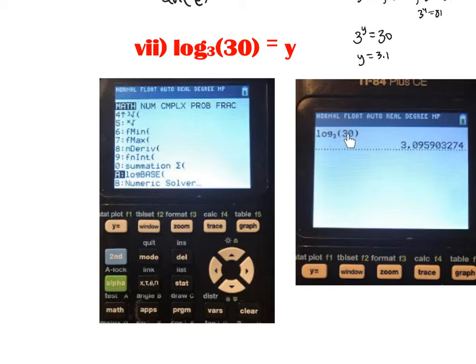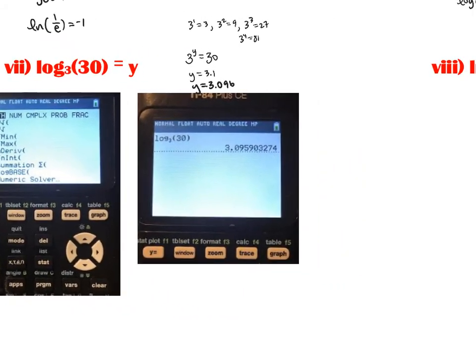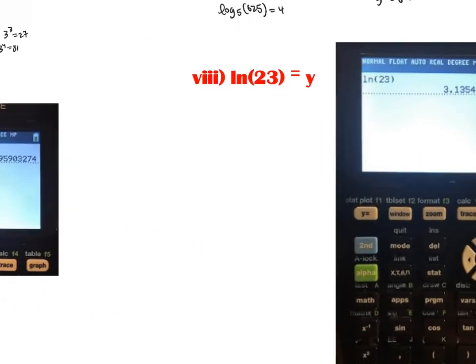I input a 3, I input 30, I press enter, and it looks like I get what I thought I'd get, or at least close. As I see my calculator, I would go back to this answer and change it to 3.096. Of course, 3 decimal places if not told to do otherwise. So that's how we use a calculator to find a logarithm. Let's go ahead and look at another one.